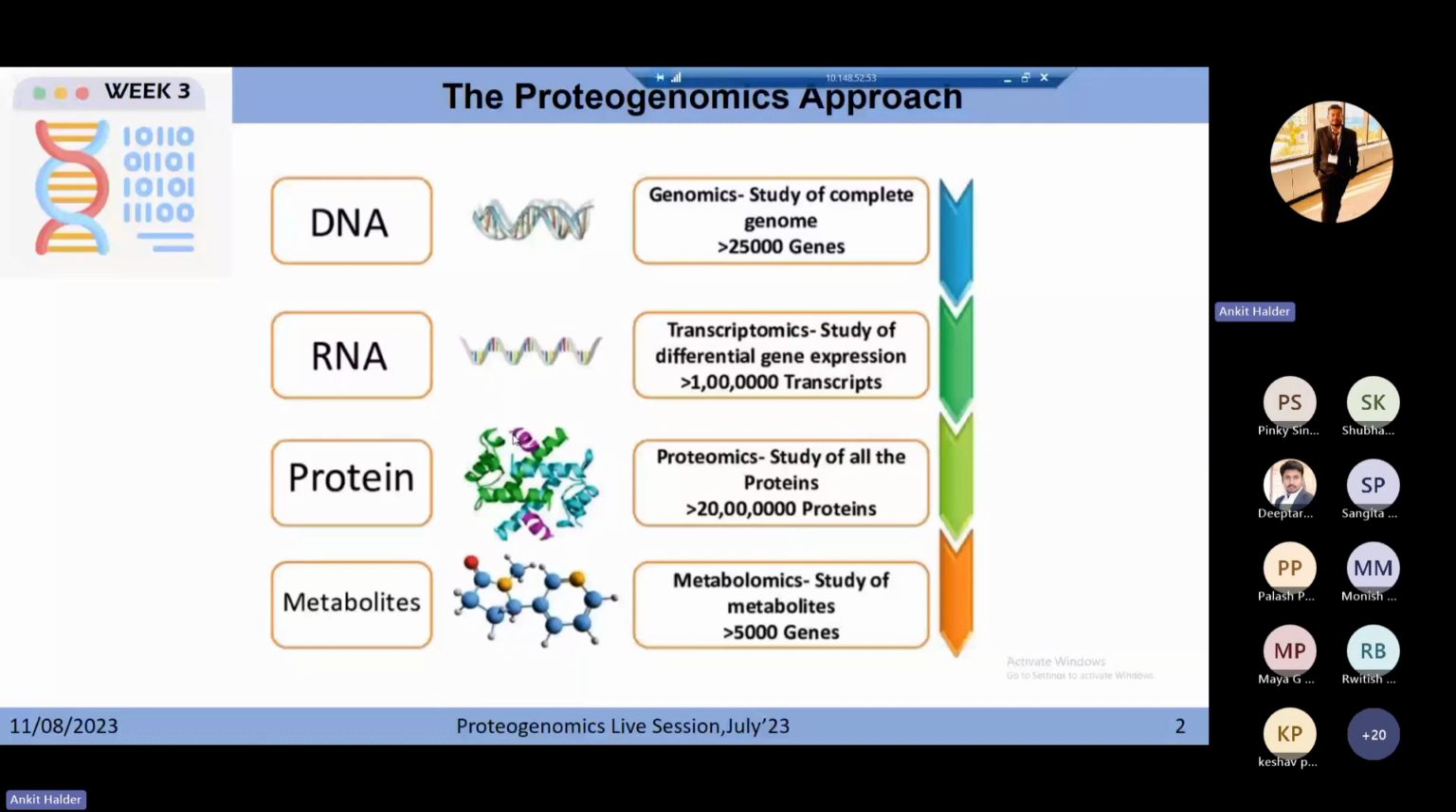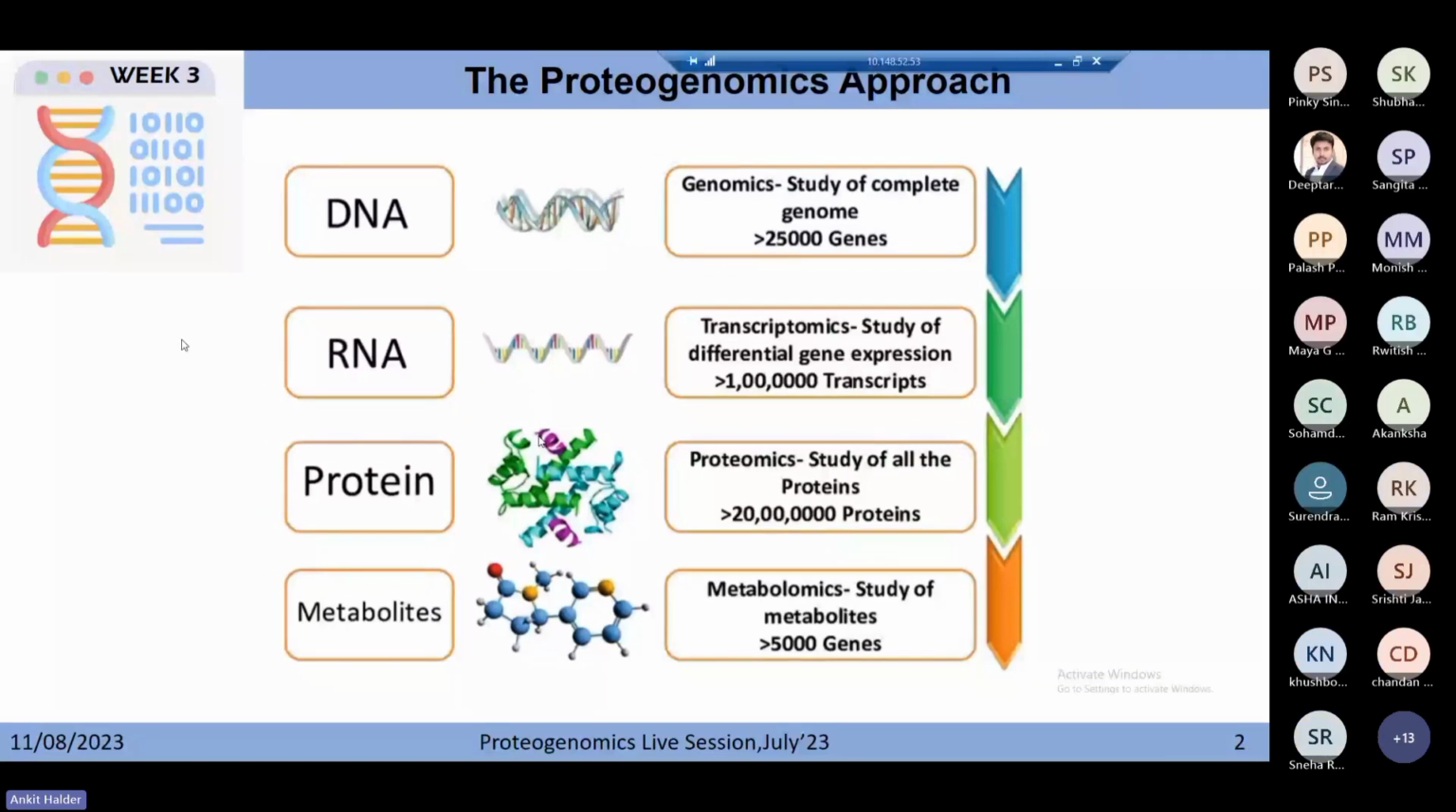So moving on, each step, like the DNA, the omics, or the nomenclature of the omics. The nomenclature stands like this: the DNA-based study is genomics. At the RNA level, if we study the abundance level, it is transcriptomics.